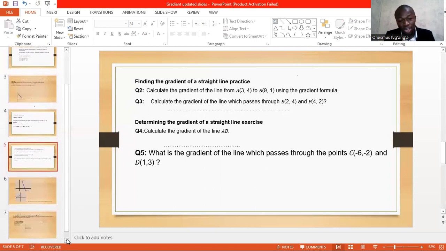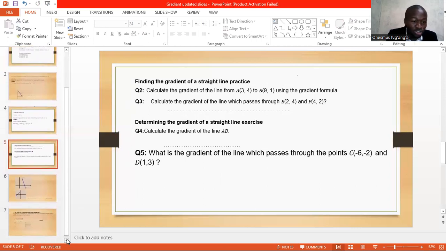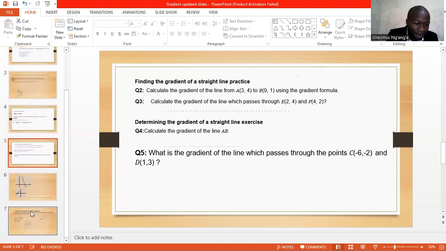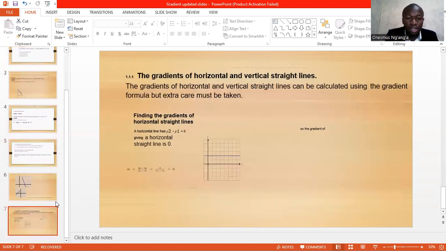So you'll get to do that to mark your attendance. Any question so far? Any area you have not understood? So it's clear. Nice one.